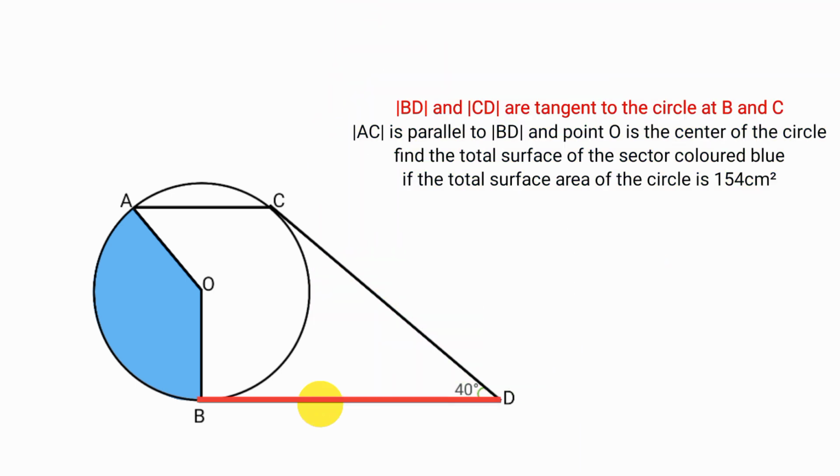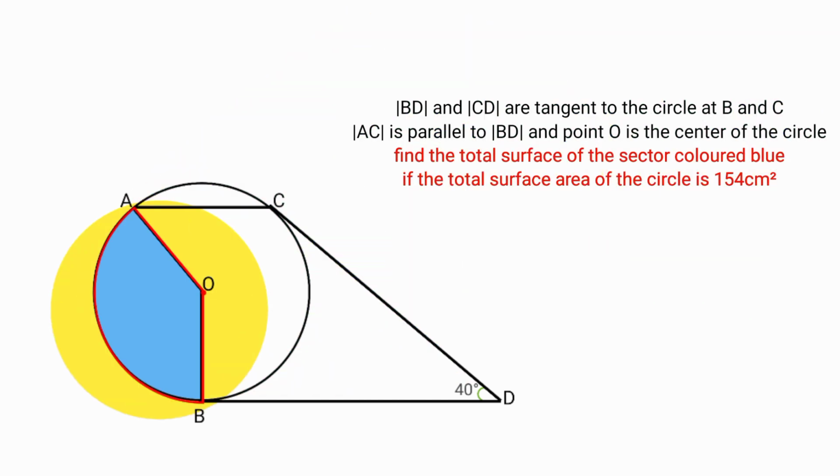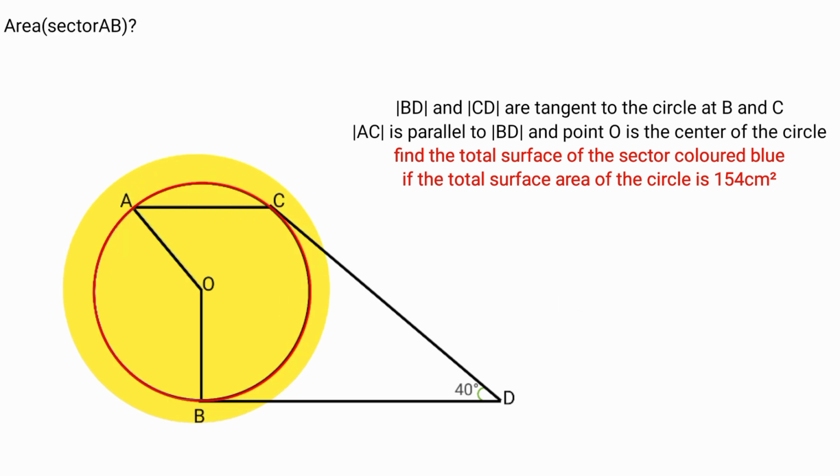They say this line BD and this line CD are tangent to the circle at this point B and this point C. Here, this line AC is parallel to this line BD and this point O is the center of the circle. Find the total surface area of this sector here, colored blue, if the total surface area of the circle is 154 centimeters squared.